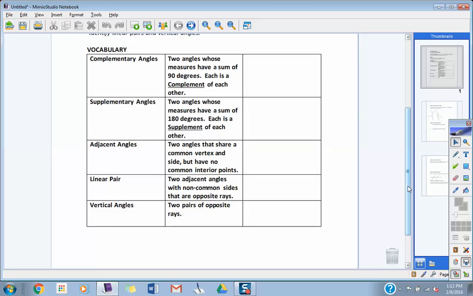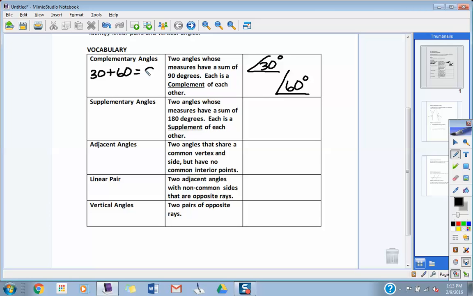How about I get a volunteer to read my complementary angle definition, please? Thanks, Hannah. Two angles whose measures have a sum of 90 degrees. Each is a complement of the other. Okay, so two angles. How many angles again, guys? Two angles. And together they add up to how many degrees? 90. So if I start and say, hey, here's an angle of maybe 30 degrees. What's going to complement that angle? Kayla? 60. And what's your reasoning? They add up to 90. You bet. 30 plus 60 would be 90. So those are examples of complementary angles here.